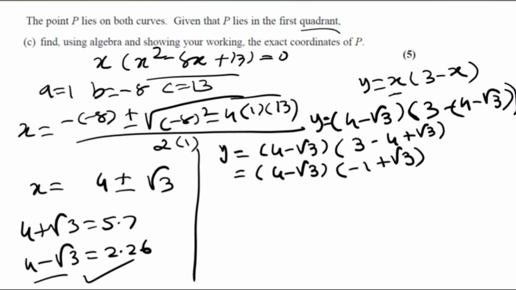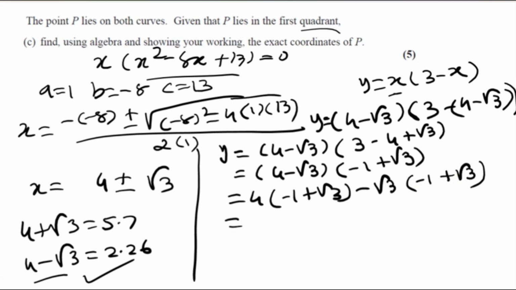Again we have to expand the bracket. So that will give us 4 into minus 1 plus root 3 and minus root 3 into minus 1 plus root 3. So this is the easy way because the negative sign is also there and root is also there. So minus 4 plus 4 root 3 plus root 3 minus root 3 times root 3 will give us 3.